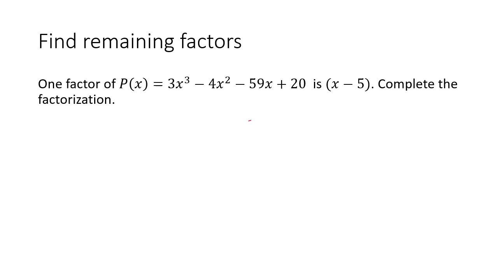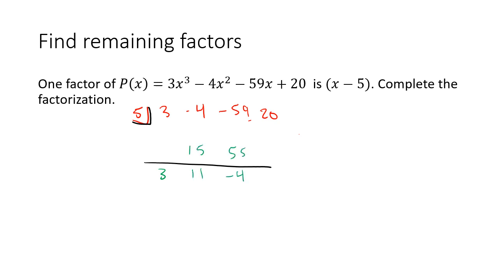So if we set up synthetic division, and then we have 5 in the little box, the coefficients are 3, negative 4, negative 59, and 20, then I just complete this long division problem, so synthetic division problem. So I bring the 3 down, multiply by 5, that's 15. This would be 11, 55, negative 4, negative 20, and 0.